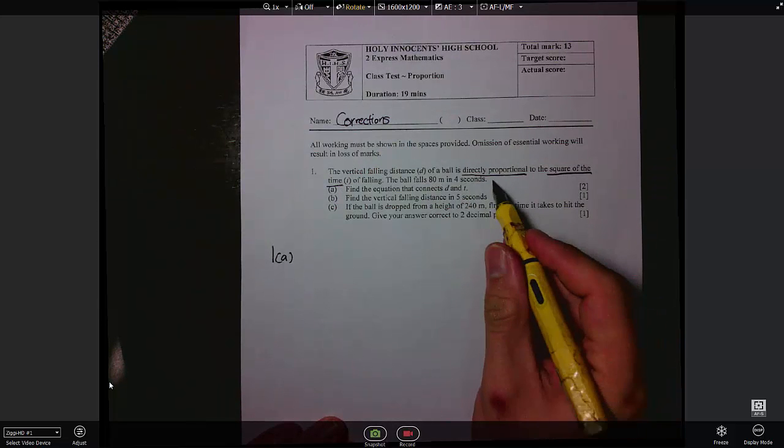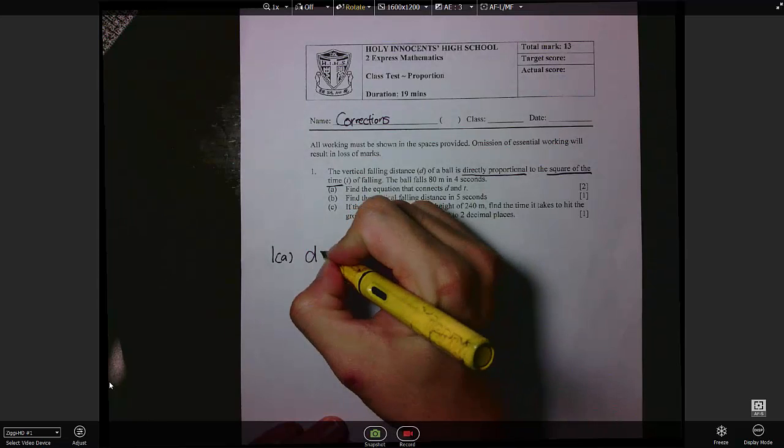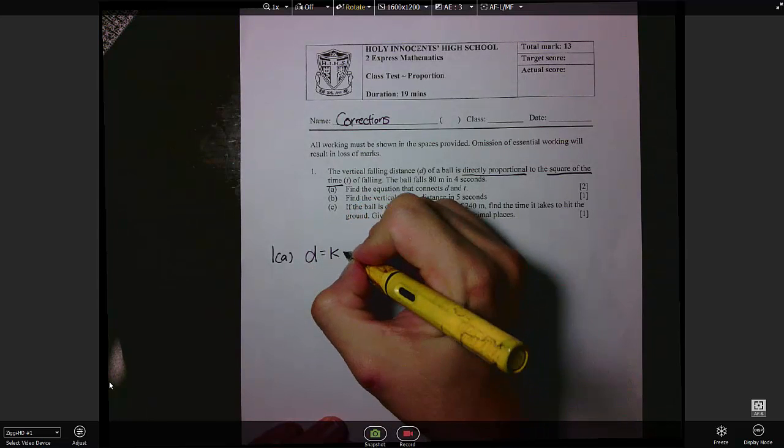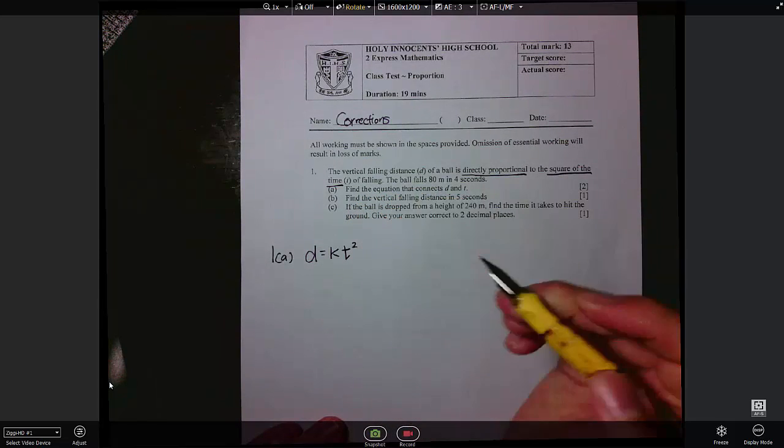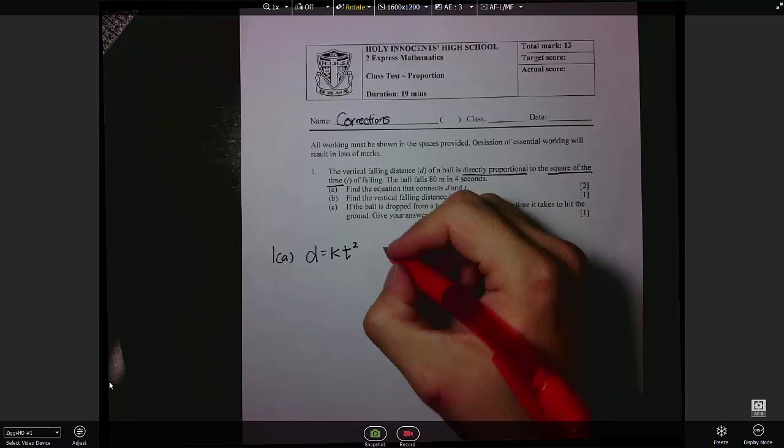So once you know directly proportional and square to time t, the first thing we write down is d equals k times t square. Don't forget the square, this is the square of the time of the falling. Then the next part here will be this. Okay, we must find the value of k. So now the next aim is to find the value of k.